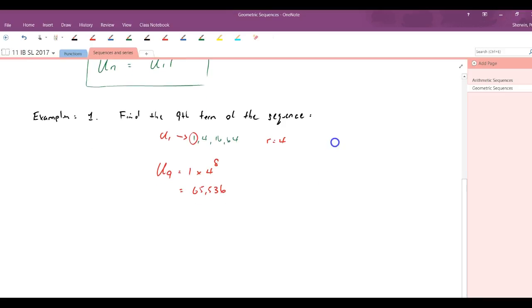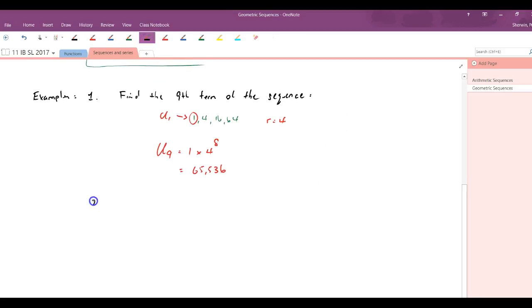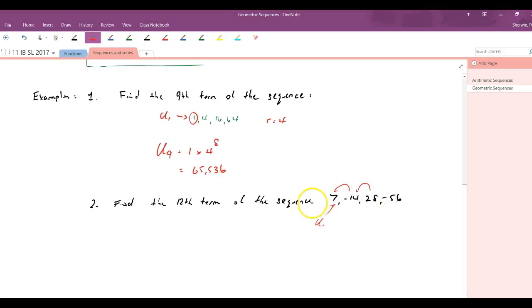Okay, let's do another example. Here's the question: the 12th term of the sequence 7. Let's start to label some of this. That's my U1 there. Now, what is my common ratio? I don't know what it is yet. We've got to identify it. We've got to establish whether it's arithmetic, geometric, or neither before we can do anything.